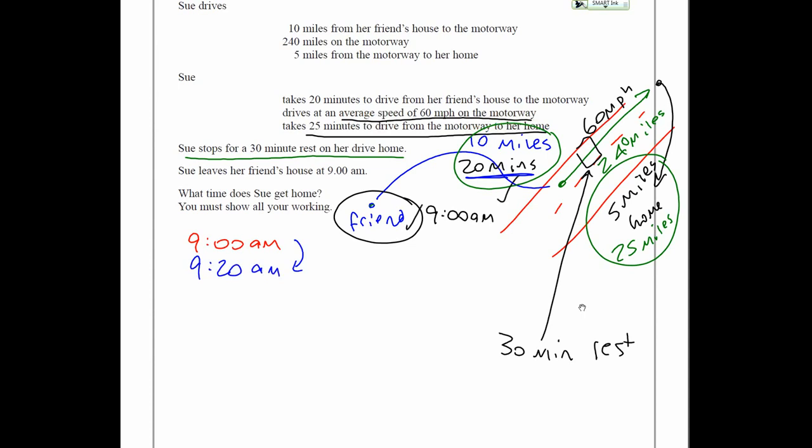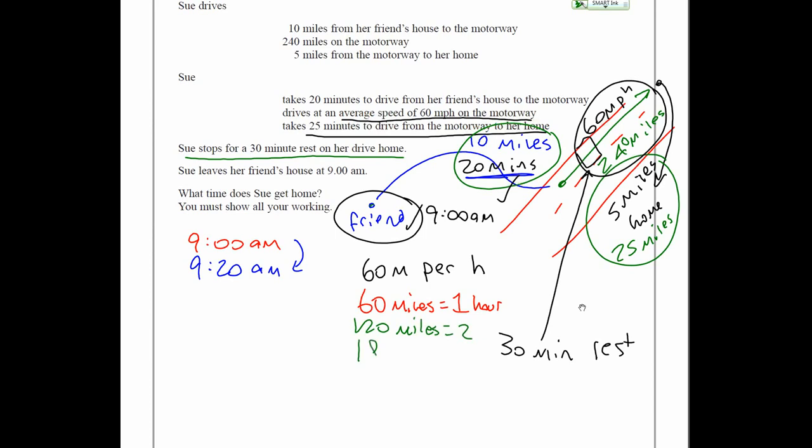We're on the motorway now. 60 miles per hour for 240 miles. 60 miles per hour means in 1 hour she's done 60 miles. That's what it means. Now that means 120 miles is 2 hours. All I'm doing is adding 60 each time. 180 miles is 3 hours. And that means 240 miles, which is what we want, is 4 hours.